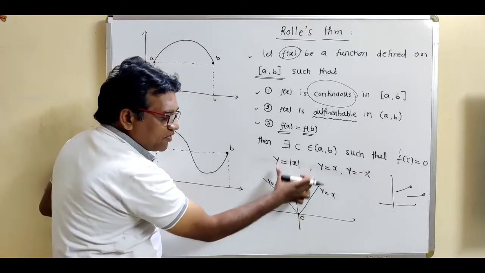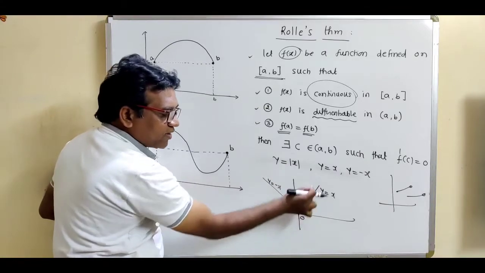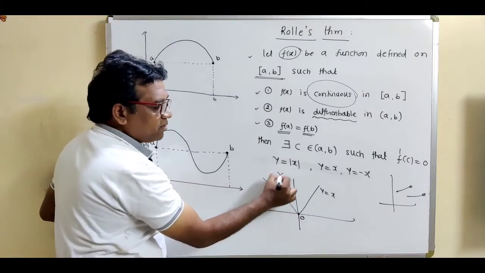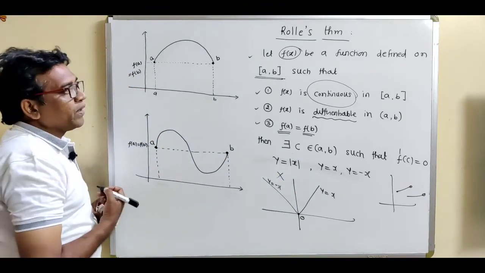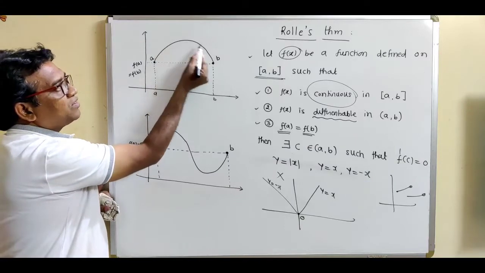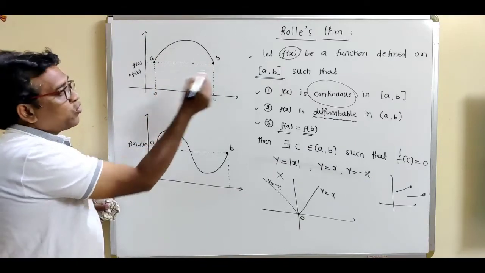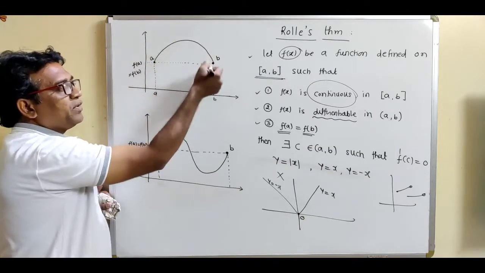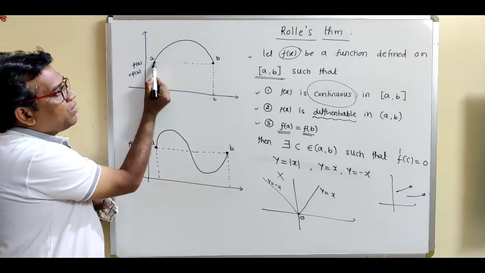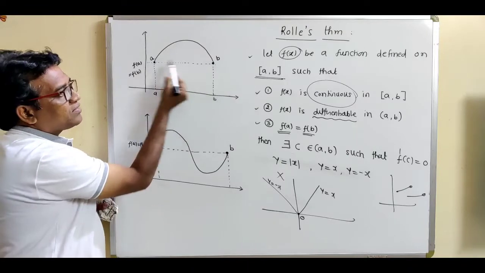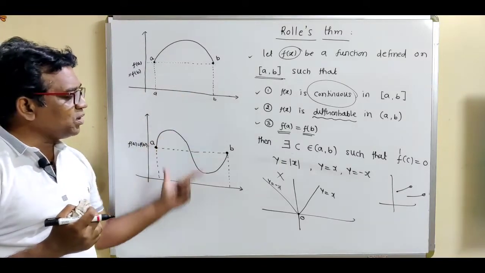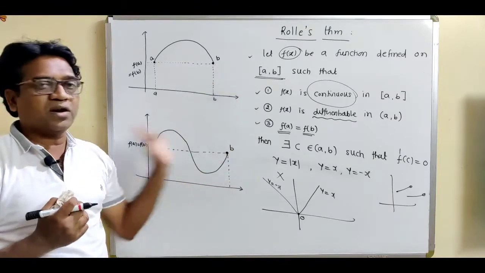There should not be a sharp edge, because for a sharp edge we cannot plot the tangent at that particular point. So this is not a differentiable graph. This is the differentiable graph because we can plot the tangent at every point. So the function should be differentiable in between a and b. And what is the third condition? The functional value at a, f(a), is the same as f(b). So obviously these two graphs satisfy these three conditions.